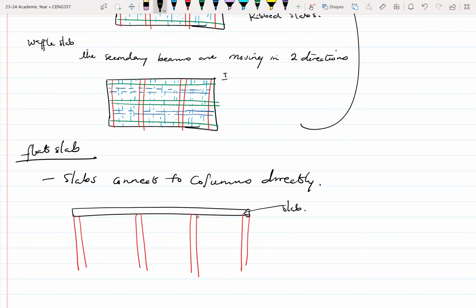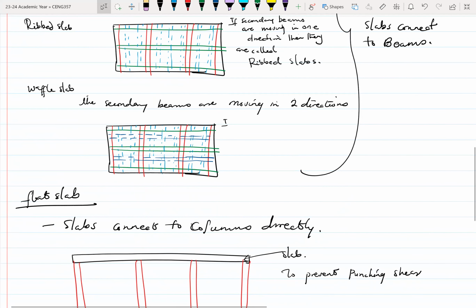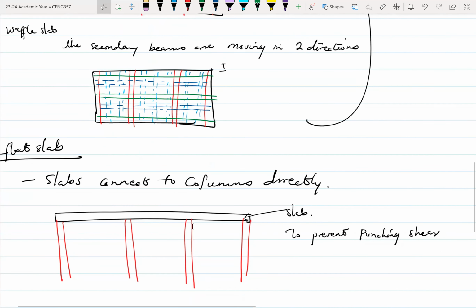To prevent punching shear, which is one critical failure mode of slabs, we can change the way the column connects to the slab so that we don't end up with a flat slab situation, right? So to do that, we can use column heads.